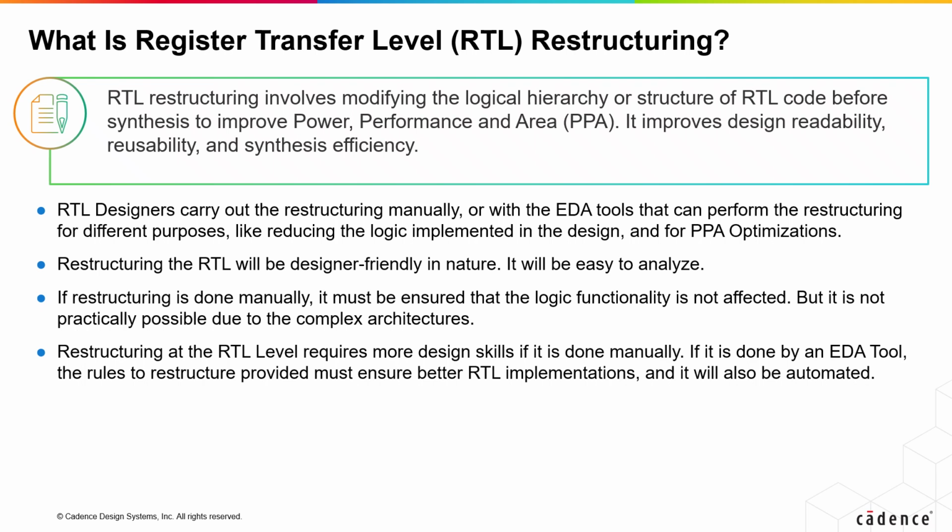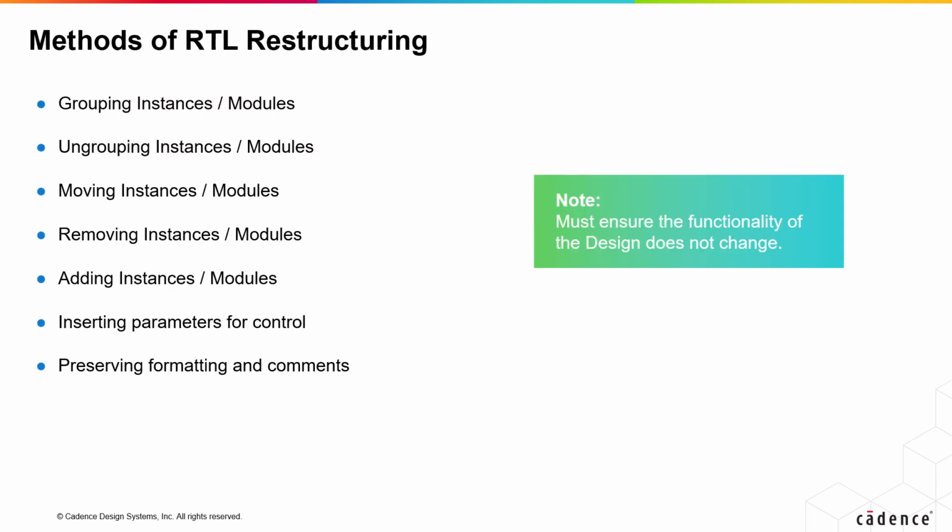Restructuring with EDA minimizes time and errors compared to the manual process. It is also an automated approach with minimal time to complete. Some methods of RTL restructuring include grouping, ungrouping, moving, removing, and adding instances or modules, inserting parameters for control, and preserving formatting and comments. The main point is that the restructuring should not alter the design's functionality. Sometimes, these RTL restructuring methods may change, increase, or decrease the hierarchy levels. It also involves restructuring across different abstraction levels or modules.